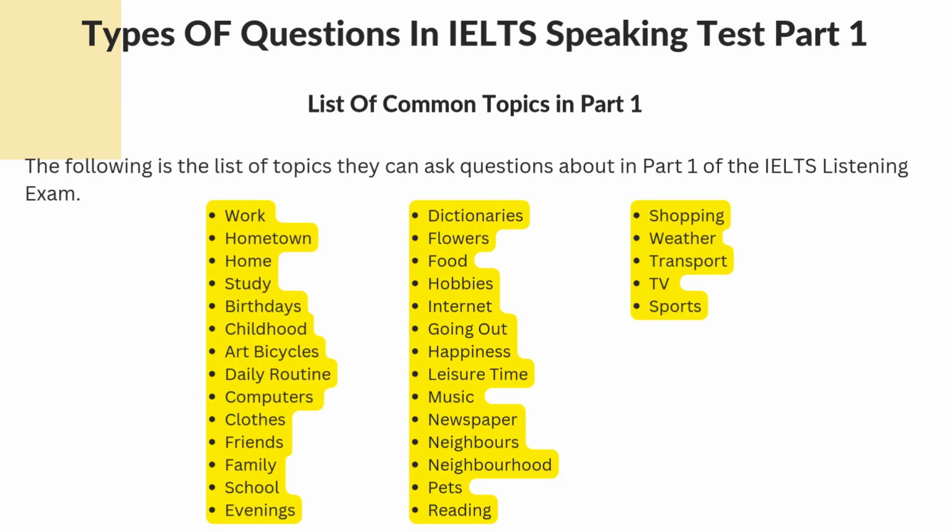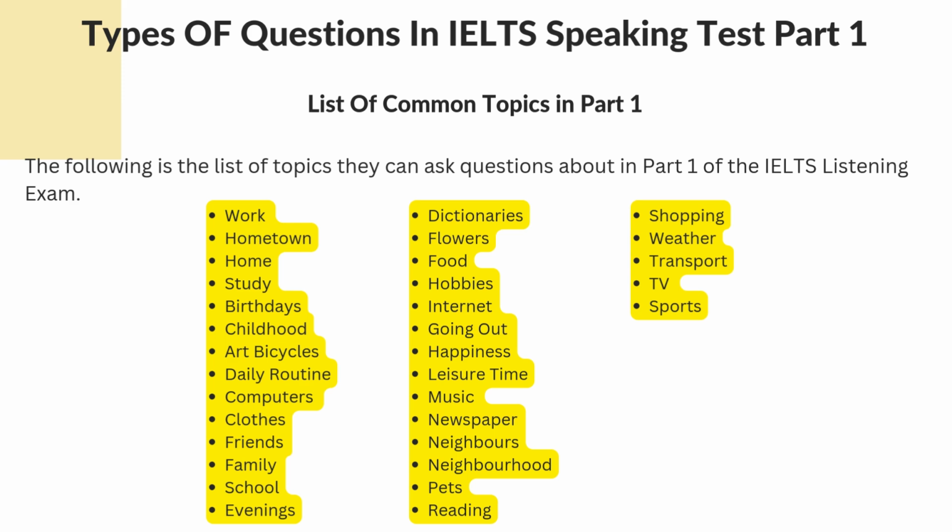So work, hometown, home, study: these are the four main categories. Birth, childhood, art, bicycle, daily routine, computer class, friends. You have to go through these categories or topics and prepare questions from all of them. And as you can see, all these categories or subcategories are related to these four categories or your personal life.